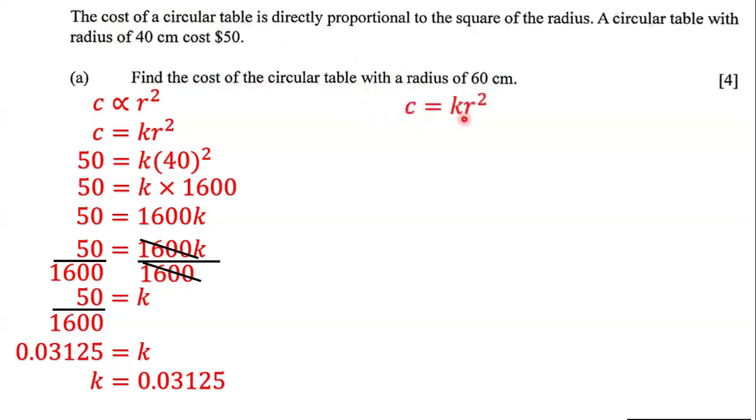And so we use this formula, C is equal to K times R squared, because C is directly proportional to R squared. And so we know what K is. Well, K is 0.03125. And we know what R is. Well, R is 60. And so we have 0.03125 multiplied by 60 squared. And so when we multiply this out, we get C is equal to 112.5. And so that's the answer to this question.